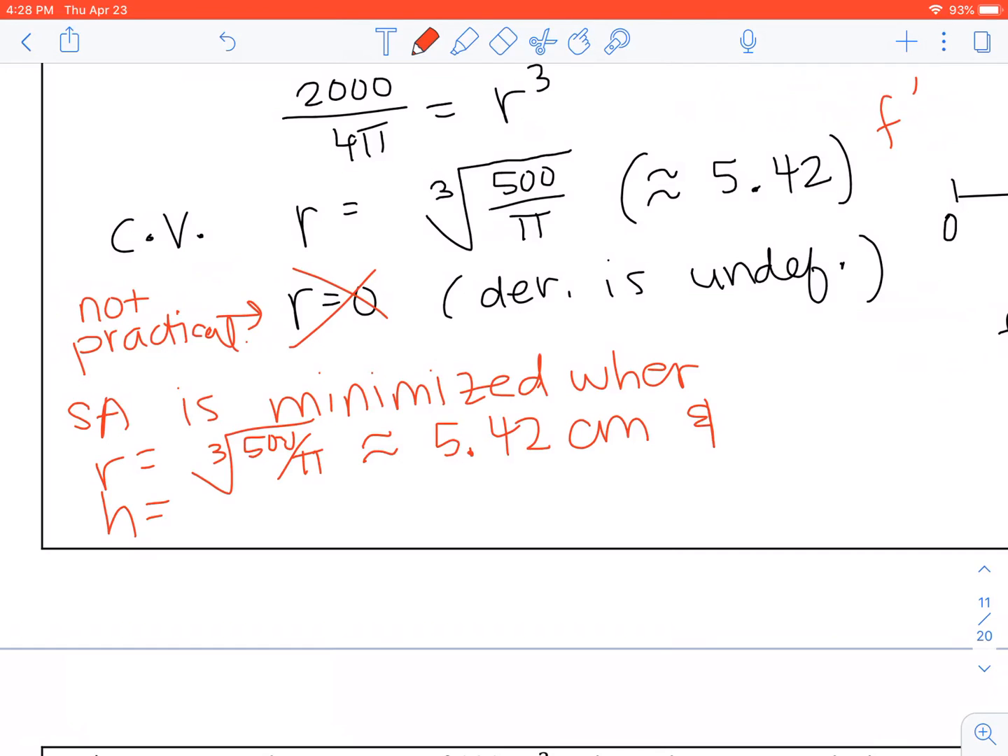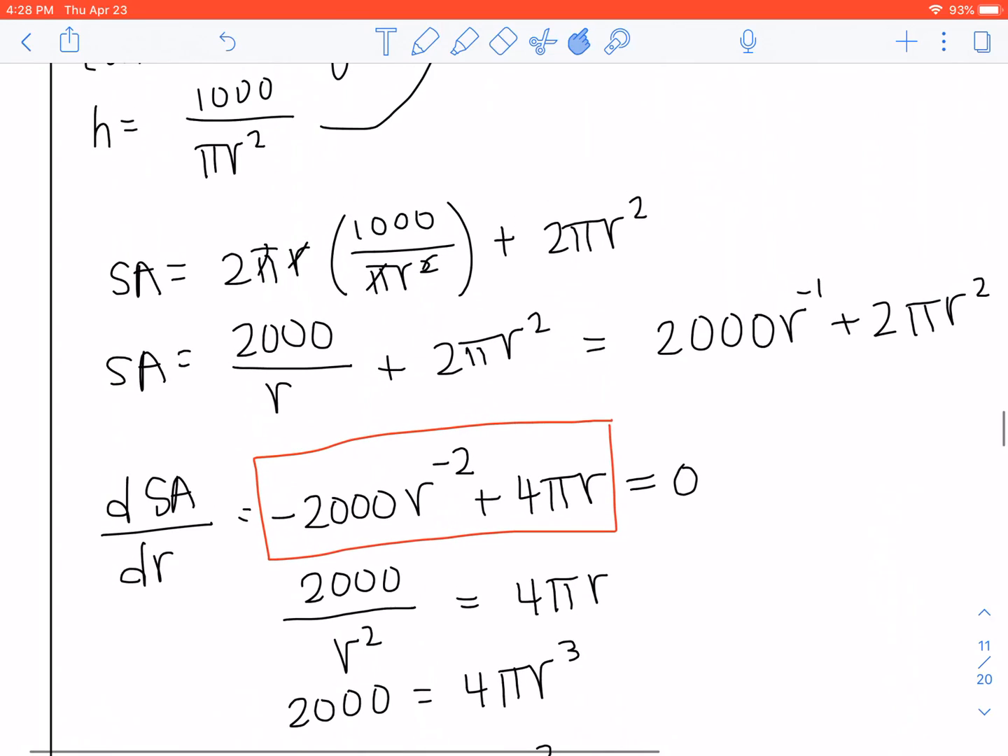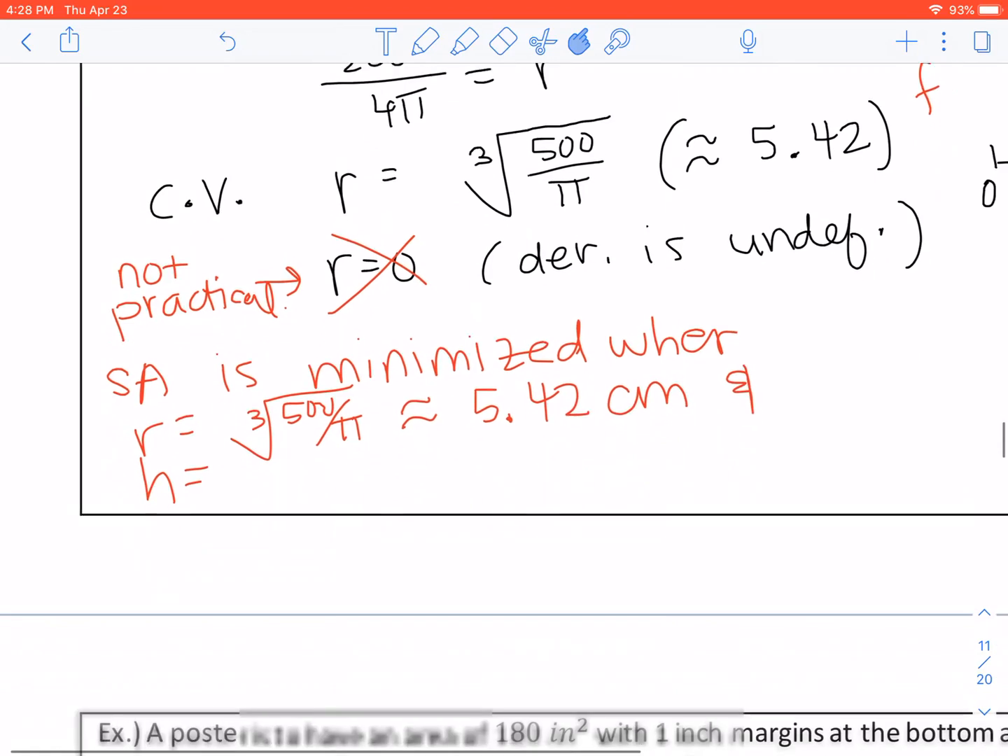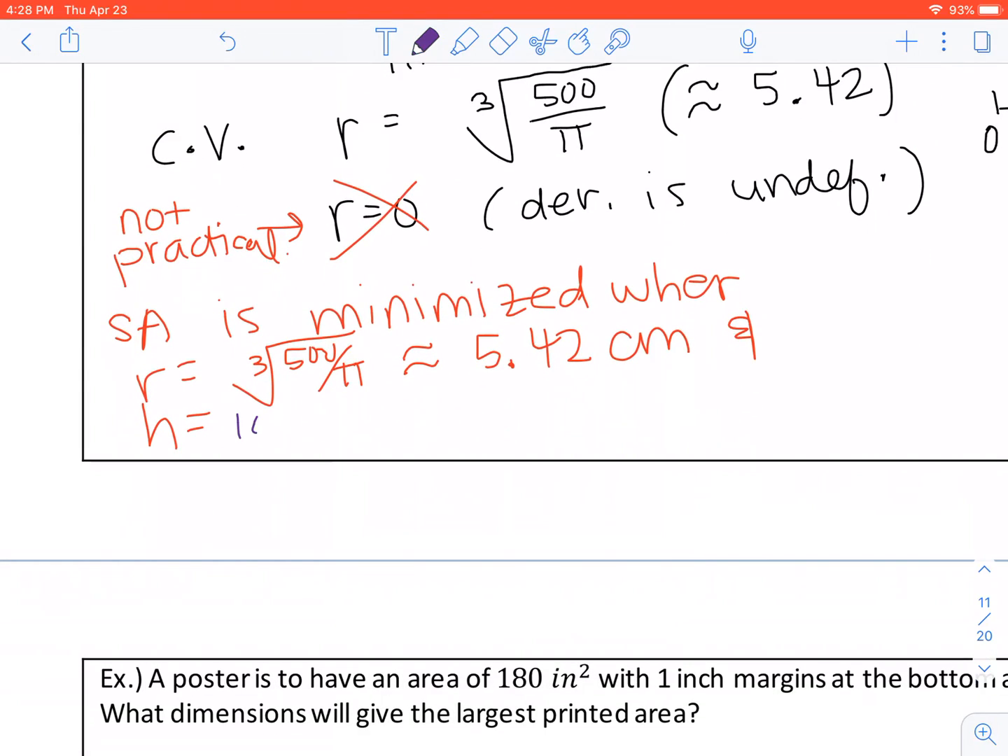And so to figure out the height, we have way back up here, the easiest place to look would be h is equal to 1,000 over pi r squared. And so substituting this in, we would have h is equal to 1,000 all over pi times the cube root of 500 over pi all squared, which is approximately 10.84 centimeters.